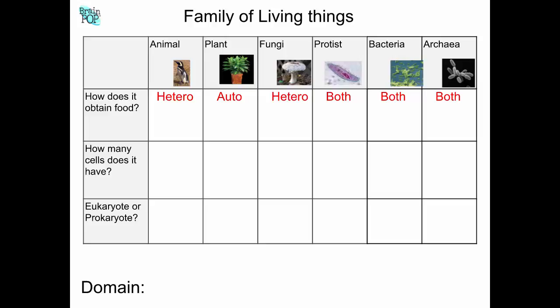Okay, how many cells are they made of? What are the 2 words we use to describe the number of cells? Jordan? Unicellular or multicellular? So how about animals? Raise your hand if you can tell me. Animals. Elise? They're multicellular. They're made of many cells. How about plants? Natalia? Multicellular.